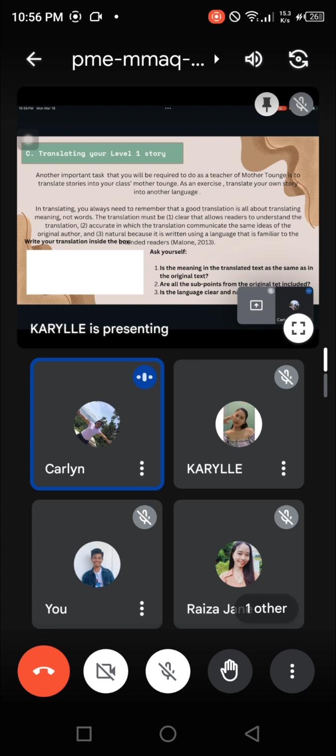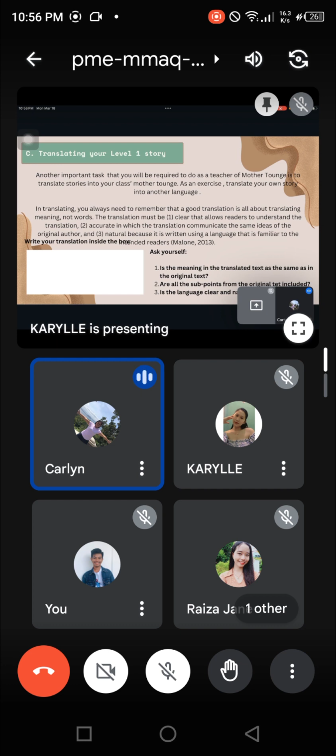Ask yourself, is the meaning in the translated text the same as in the original text? O ito, tinatanong na, unang tanong, kung ang meaning daw po ng original text ay the same doon sa translation mo. So, kailangan mo i-assess yung gawa mo or i-check yung gawa mo. Teka, tama ba itong punto na ginawa ko nung na-translate ko na? Kasi baka na-translate ko nga siya ito Kapampangan, pero parang sumaliwa yung punto nung gawa ko.